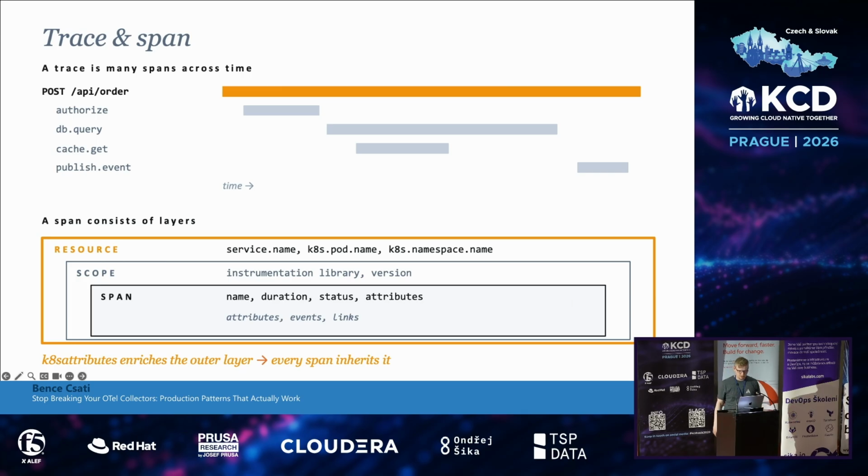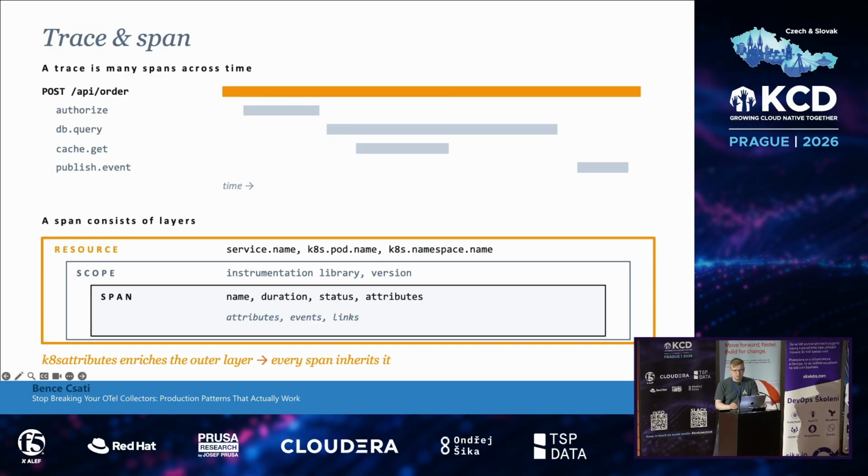Jumping on to the world of traces. If you haven't seen a trace, this is a trace: a bunch of spans across time. If you look at that waterfall diagram, the root span is a request made to the API, a POST request to /order. The service did some authorization, queried the database, got some things out of the cache, and finally published an event. That's how simple it is. Along the way, it got some attributes and other metadata that make it simpler to debug issues within your code.